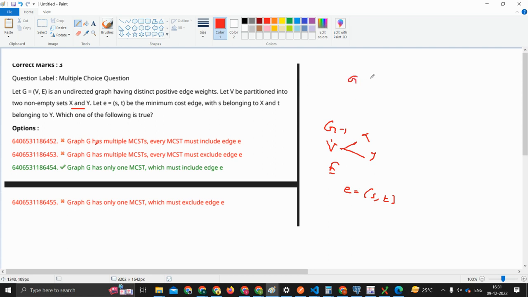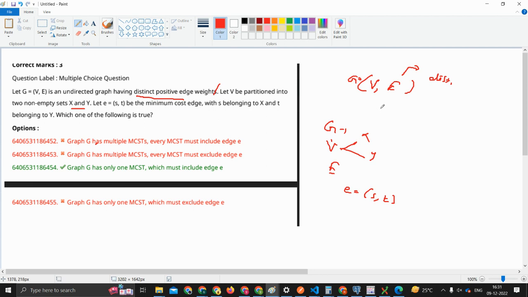Okay, so graph G has vertices and edges. V for vertices and E for edges, all the edges that you have. So it's an undirected graph with distinct positive edge weights. So all the edges are positive and they are distinct. So far, I think this is clear.